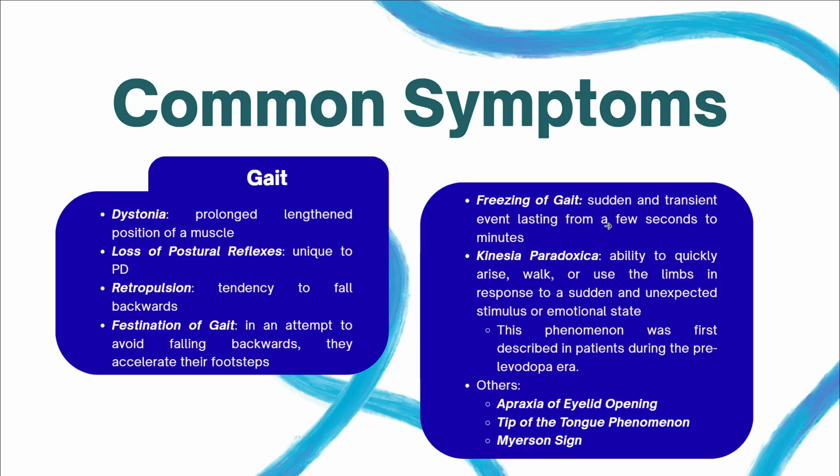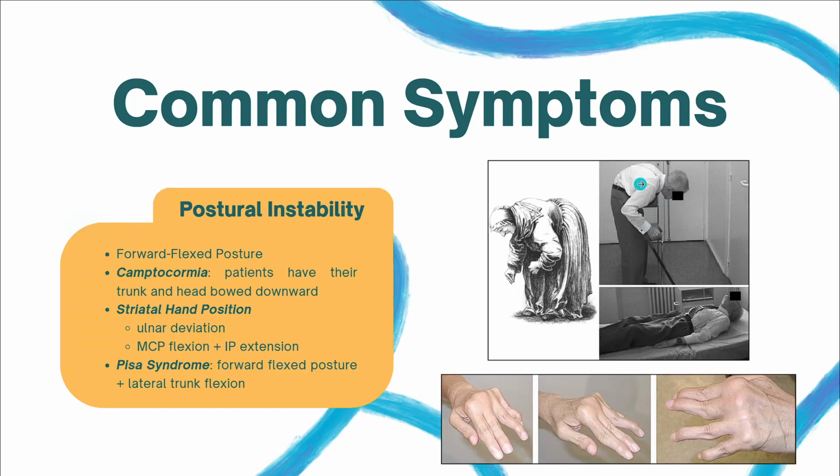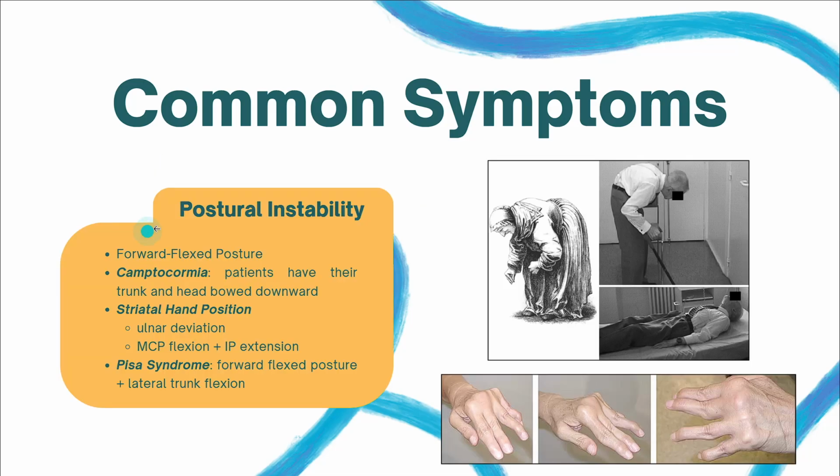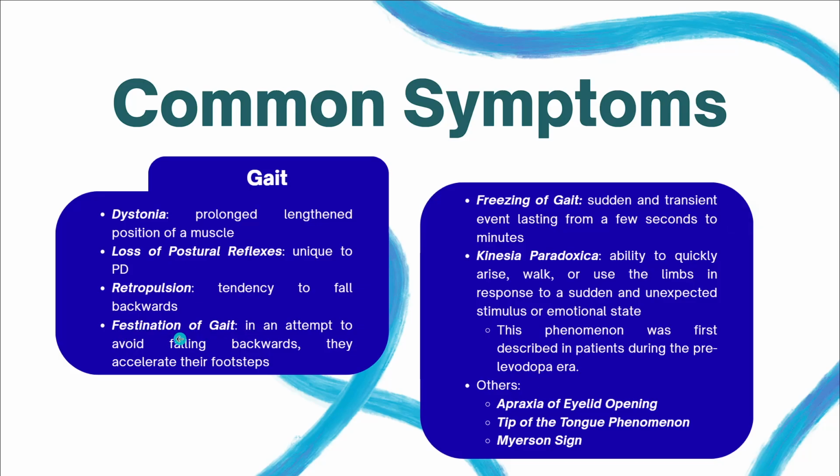And what happens is when they try to fall backwards, since their weight is towards the anterior portion of their body, they will compensate by trying to put their energy into their lower limbs and accelerate their footsteps to try and balance themselves again, because if your body is like this, it would be very hard. So they would compensate by festination of gait. That's what we call it. And this is what we refer to as loss of postural reflexes.